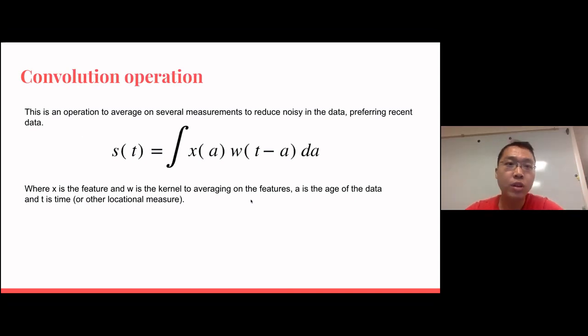First is convolution. The convolution operation is one way to average over several measurements to reduce the noise in the data. Because the input can be noisy, the human vision system has a similar operation that reduces the noise in the data. In convolutional neural networks, we also do this, averaging over several measurements. This is the mathematical formula for this operation. It is an integral that averages with a kernel function, so that different inputs get a weight and then they output the final output.